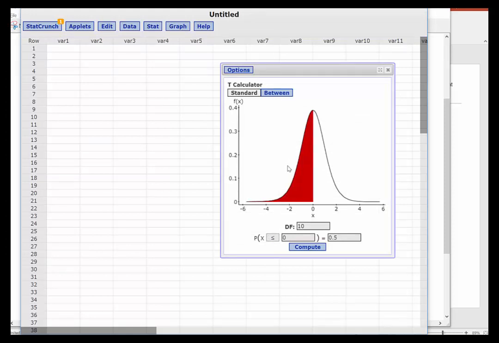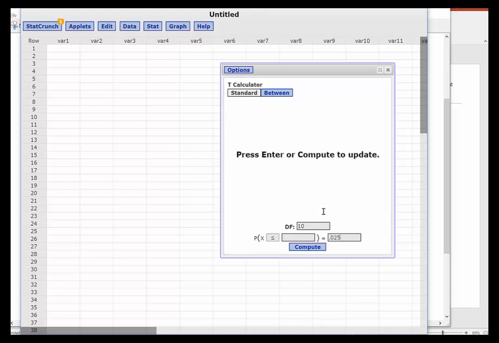So alpha is split out into two tails. So that means then that the area that we want shaded in one tail would be half of the significance level. The significance level is 0.05, so it would be 0.025. Since our sample size is 90, the number of degrees of freedom is 89.